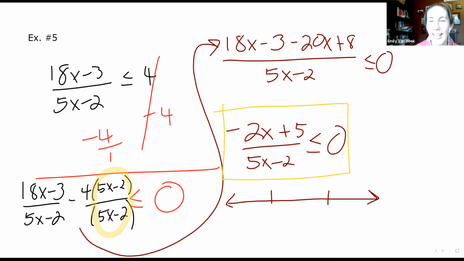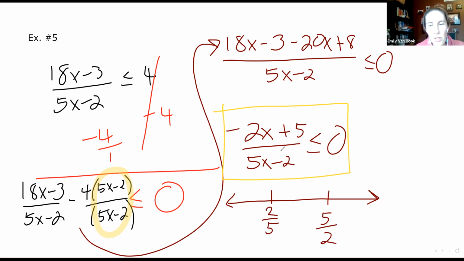But when I take the denominator equal to 0, 5x minus 2 equals 0, I would add 2 and divide by 5. So I would get 2/5. Just making a note of that. And then with the other one, you would get 5 over 2. Okay, so 2/5, 5 over 2.